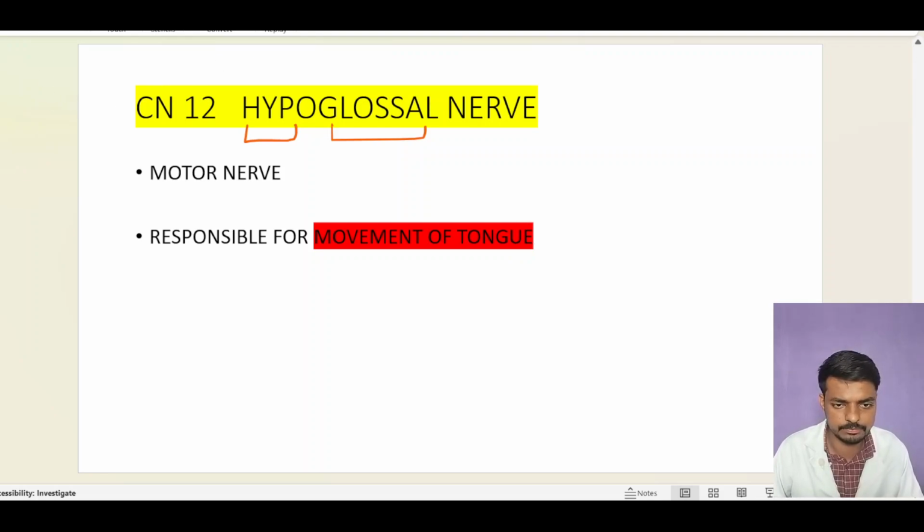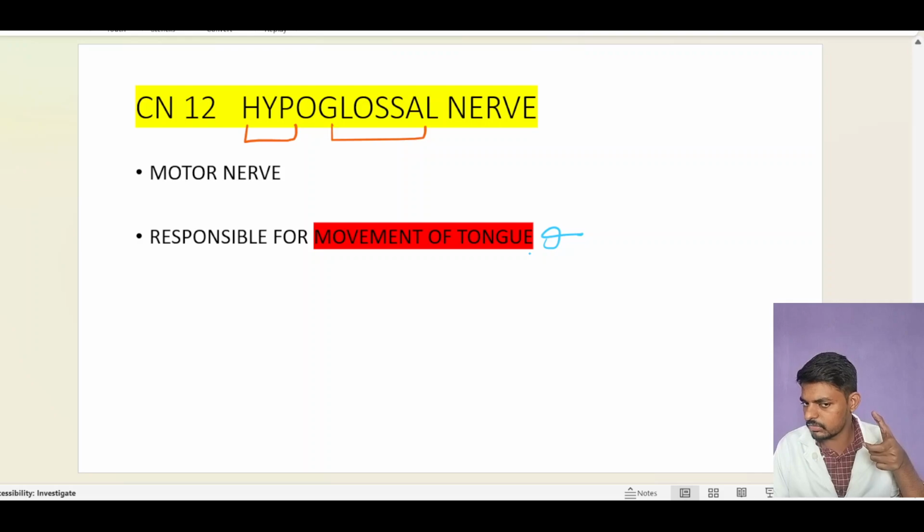Very important point here. The nerve responsible for sensation of the anterior two-thirds of the tongue is the facial nerve, the posterior one-third is the glossopharyngeal nerve, and movement of the tongue is managed by a very important nerve, the hypoglossal nerve, which is a pure motor nerve.